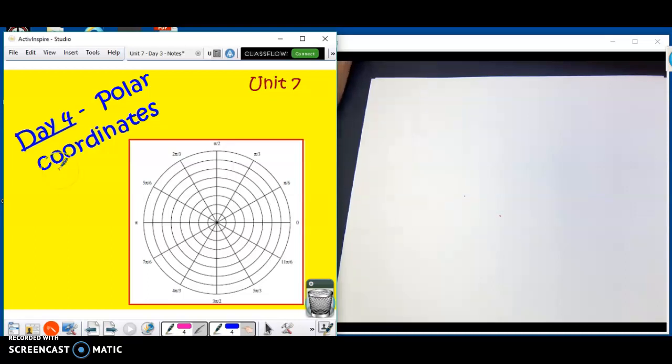Everything you've been used to is rectangular. When you graph something, you use an ordered pair and you graph the point. If I give you the point (2, 3), you're going to go to the right 2 spaces and up 3 spaces. And that is the only point that you can put on the graph.